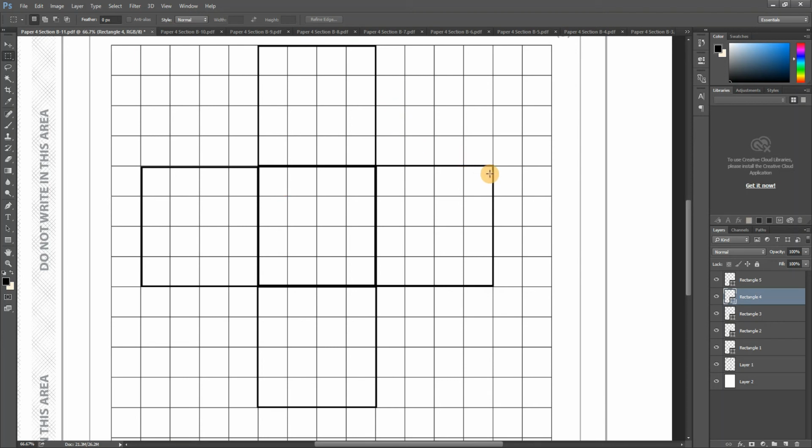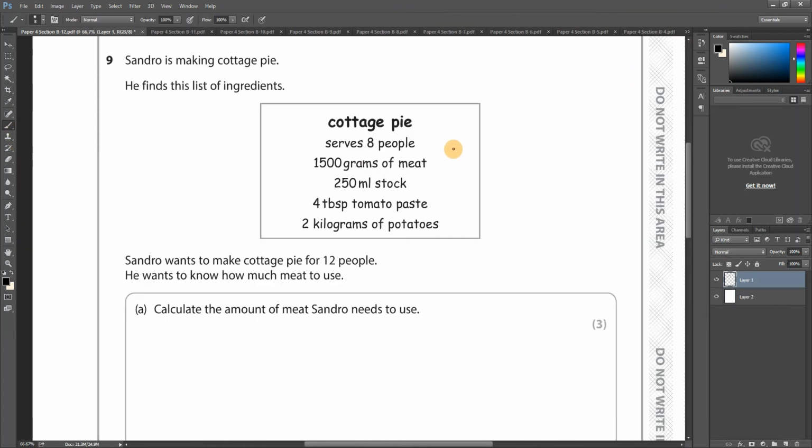Yours should look something very similar. Obviously, don't start right at the top. Start somewhere in the middle and work your way around that. That's the best way of doing it. Start off with your base and then go from there. Yep, 3 marks just for doing that. Let's move on to the next one. Question 9. Sandro is making cottage pie.